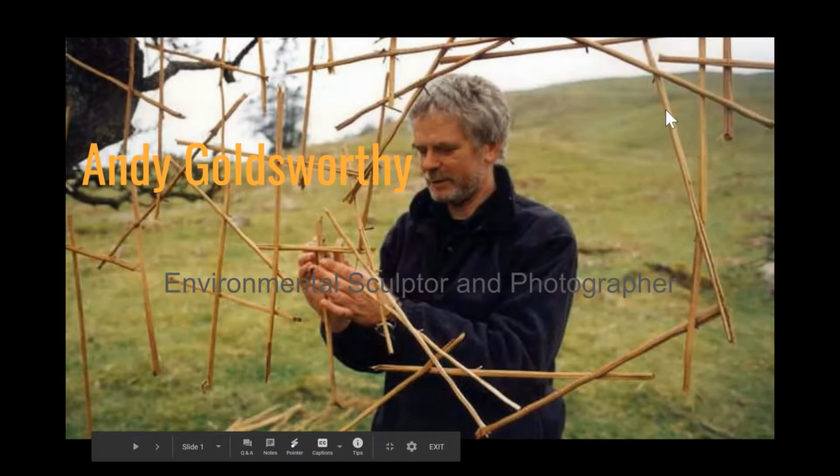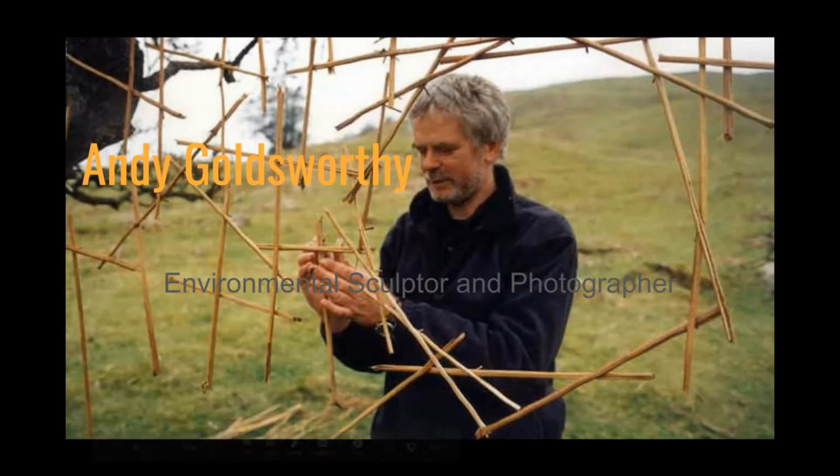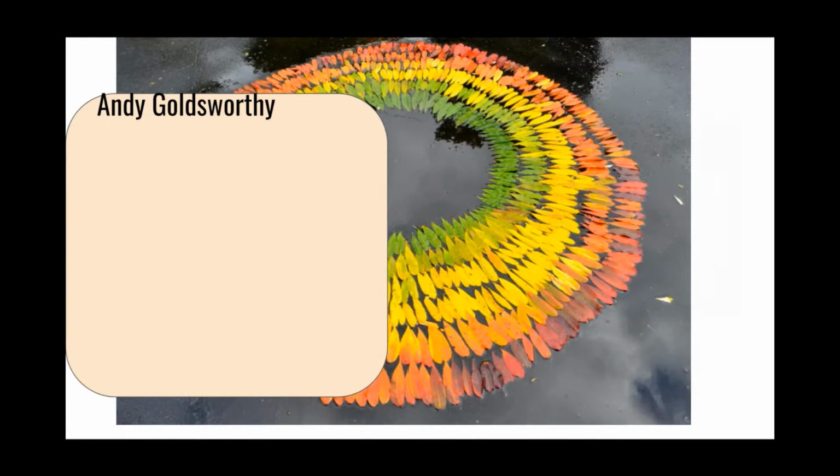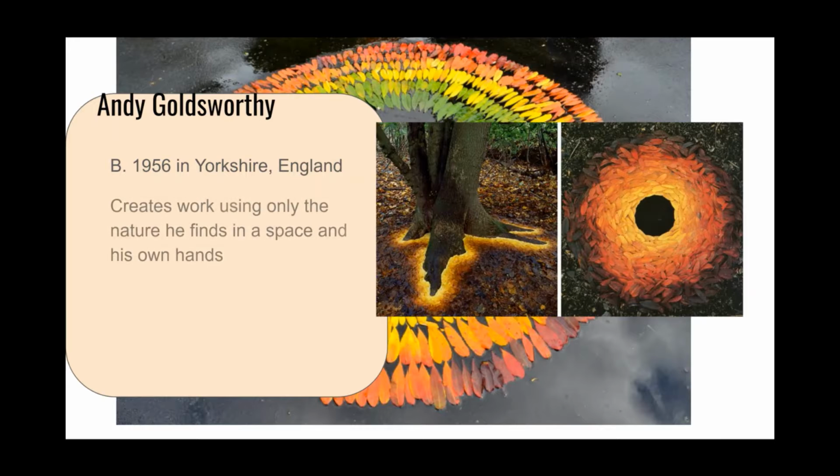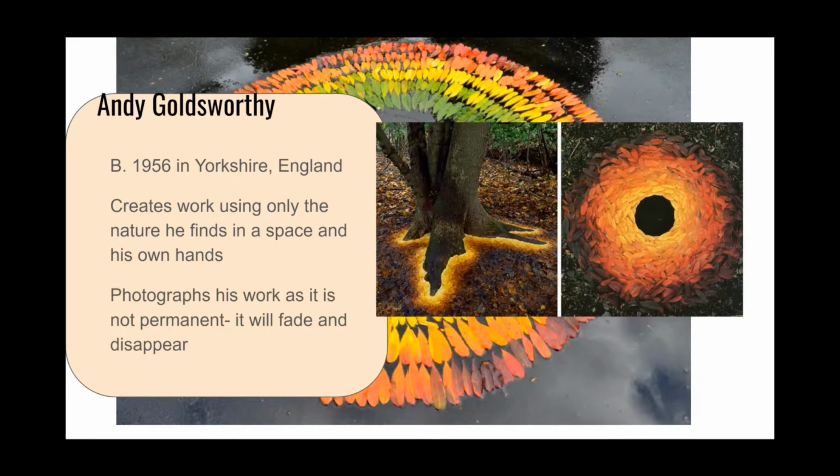Today I'm going to talk about Andy Goldsworthy. He is an environmental sculptor and photographer from England. Andy Goldsworthy was born in 1956 in Yorkshire, England. He creates work using only the nature he finds in a space, and he uses his own hands to do it. He photographs his work because his work is semi-permanent. It will fade and disappear as the natural material degrades.